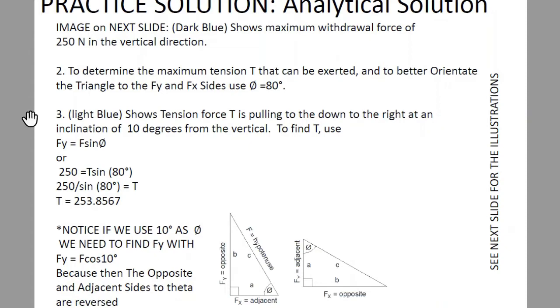And you will see in light blue, we see tension force T that is pulling down to the right at an inclination of 10 degrees from the vertical. And to find T, we use Fy is equal to T times the sine of theta, or 250 is equal to T times the sine of 80 degrees. And therefore, 250 divided by the sine of 80 degrees is equal to T.